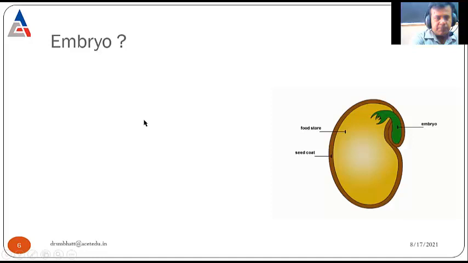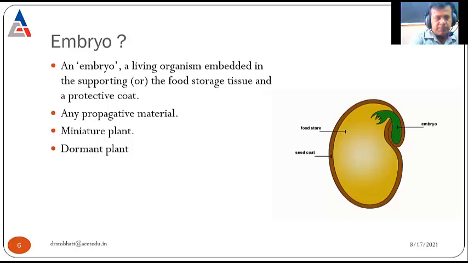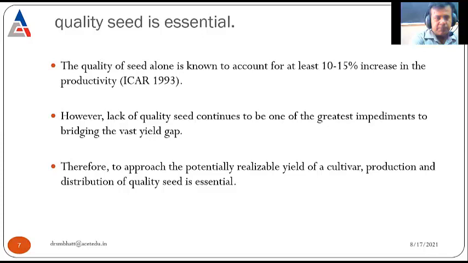the embryo, and the embryo is surrounded by the pedicel and the outer coat is the seed coat. So the embryo is a living organism embedded in the supporting food storage tissue and protective coat, and any propagative material is called an embryo. Any miniature plant, even a dormant plant, can be called an embryo. So any generative plant part can be called the embryo.